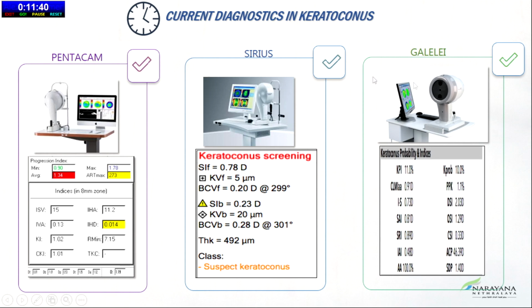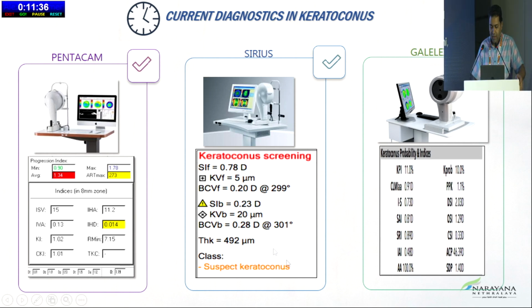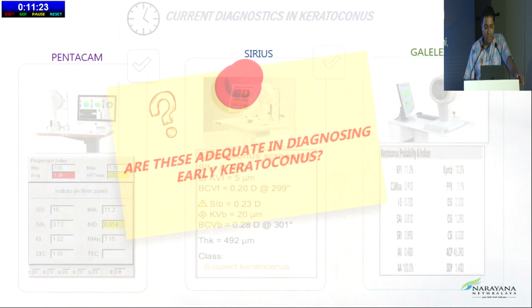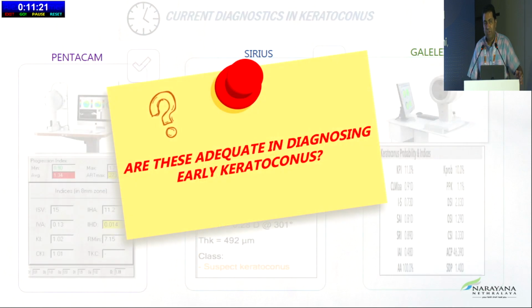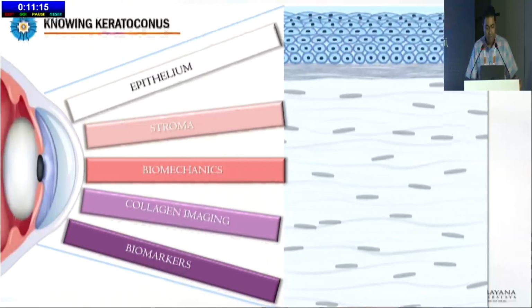The diagnosis of keratoconus relied heavily on indices. Many indices have been compared head-on with the others. Unfortunately, we can never compare one company's indices with the other because the way it's designed is completely different. The question always comes: are they adequate for diagnosis of early keratoconus?